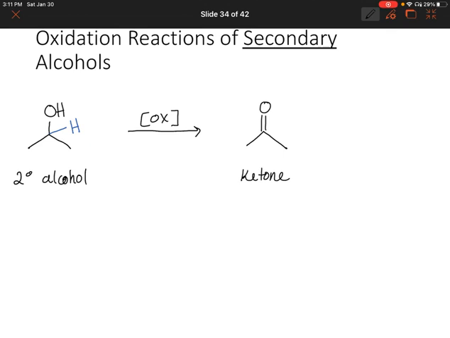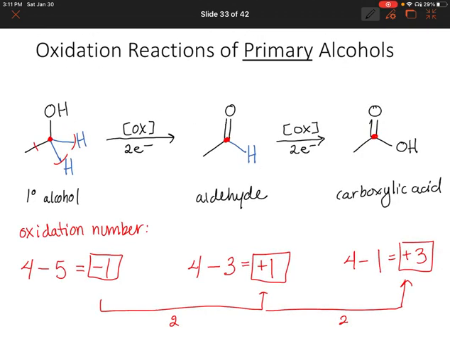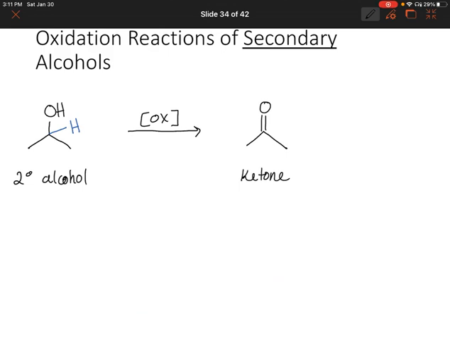Okay, so we saw with primary alcohols we end up with an aldehyde, and because that aldehyde still had a hydrogen on it, that could be further oxidized to a carboxylic acid. But now with a secondary alcohol, we end up with a ketone, and that's it. We can't do any further oxidation steps. Now, we're still losing 2 electrons in that oxidation step.